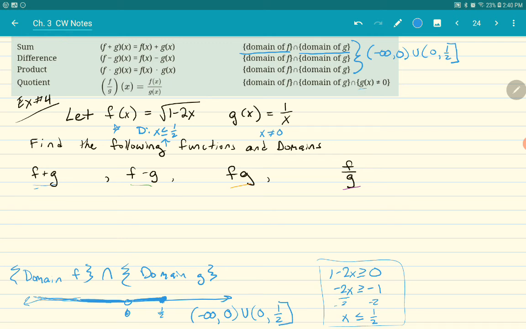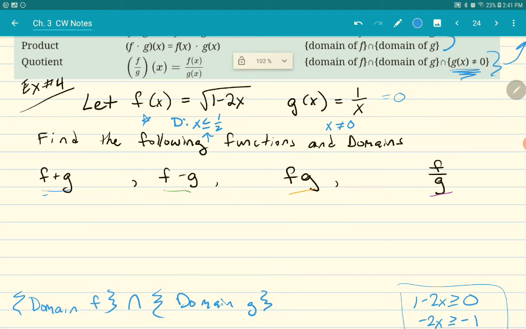And when I look at the additional restriction of g of x cannot equal 0, well, there's no way for this to equal 0 since 1 over any non-zero number is not 0. So that restriction is not necessary. There's no way to make g of x equal to 0. So there, we'll have that same domain for all 4 operations. Okay, so now we have that domain for all 4 operations.